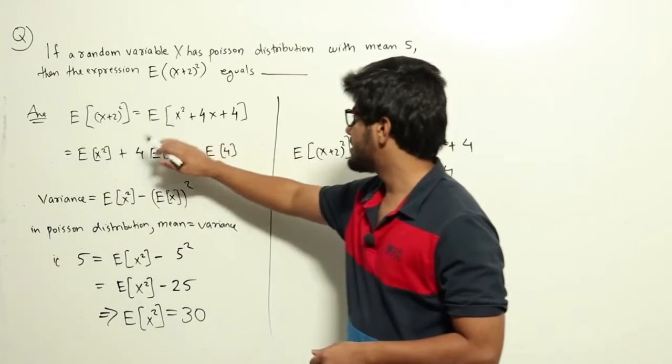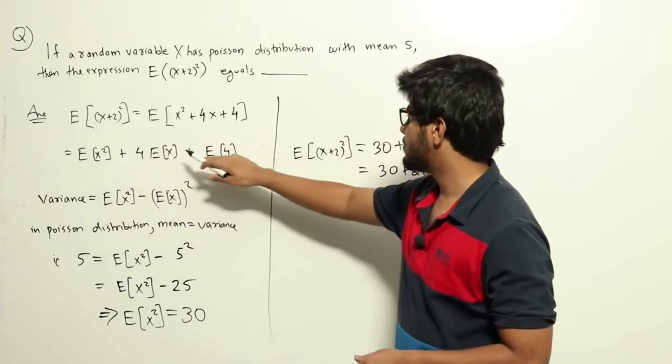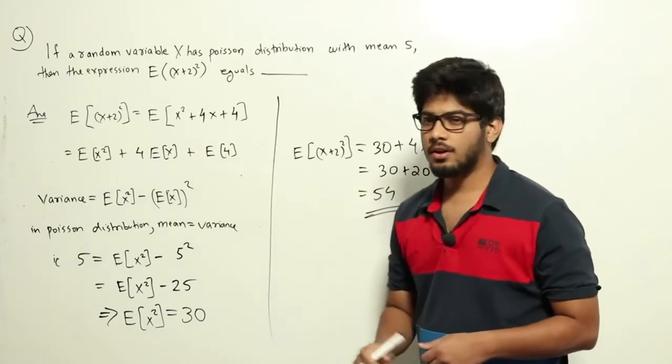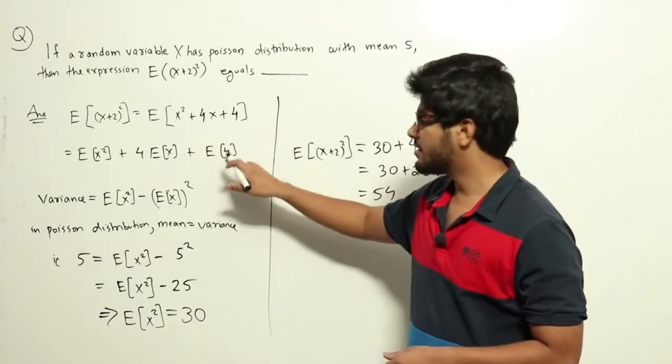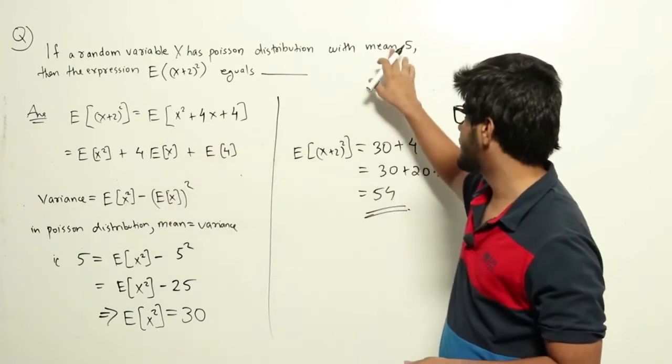Now this I can split and write as expectation of x square plus 4 into expectation of x plus expectation of 4. Now expectation of 4 will be 4 only since it's a constant. Expectation of x is nothing but mean of the distribution. This was given in the question.